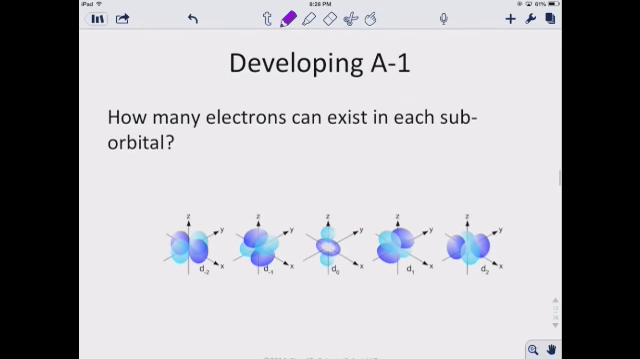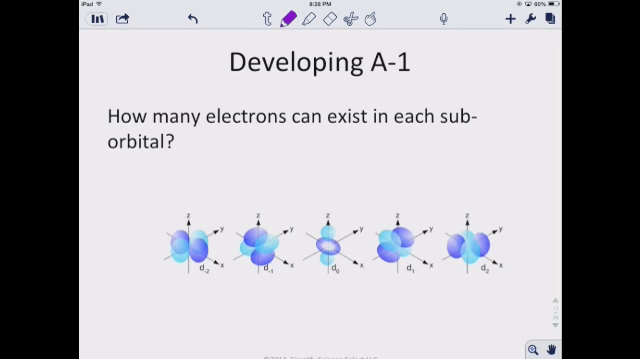So let's look at our first question. It says, how many electrons can exist in each suborbital? So whenever we're looking at this, the s orbital, we can say that it doesn't have any suborbitals, or we can just say that it has one suborbital. And so in the s orbital, it can hold 2 electrons.